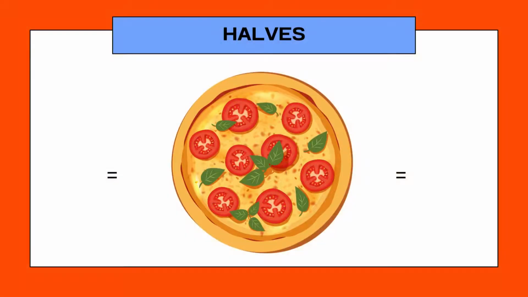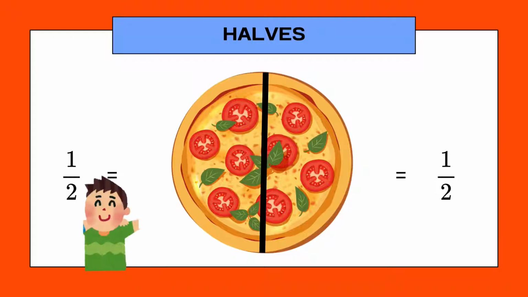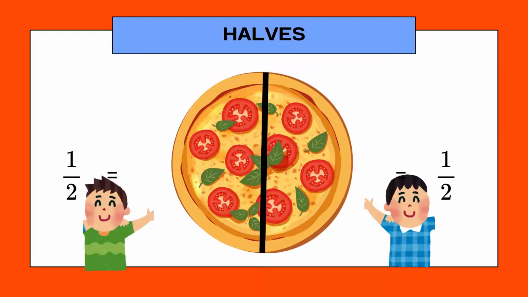If we divide a pizza into two equal parts, each piece is called 1/2. That's written like this. Can you say that with me? 1/2. Now, imagine we have two friends. Each friend gets 1/2. Isn't that fair?